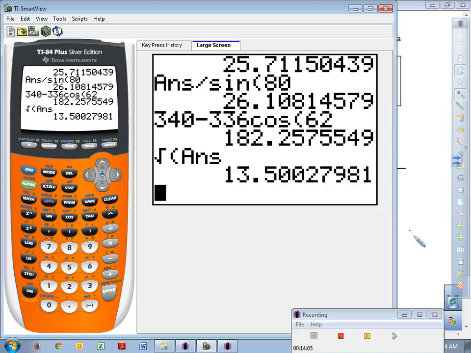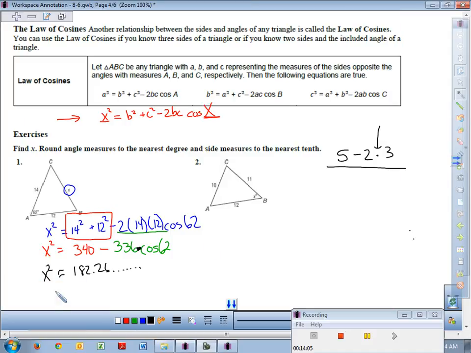If you can't get it, just come on in and I'll show you how to punch that in your calculator, but at least you can watch this to see the setup, and all you're missing is the keystrokes of how to actually punch that in.